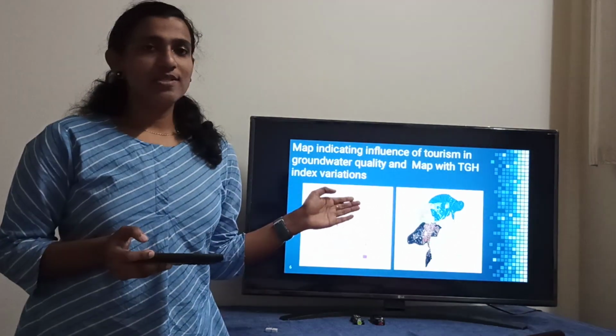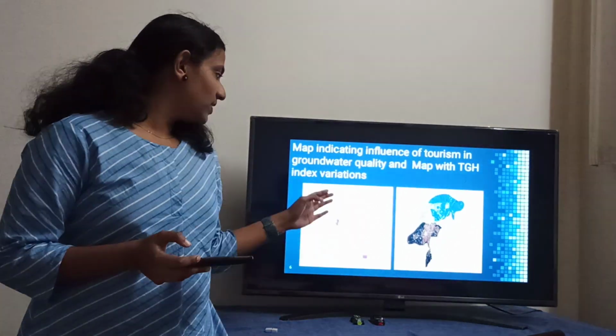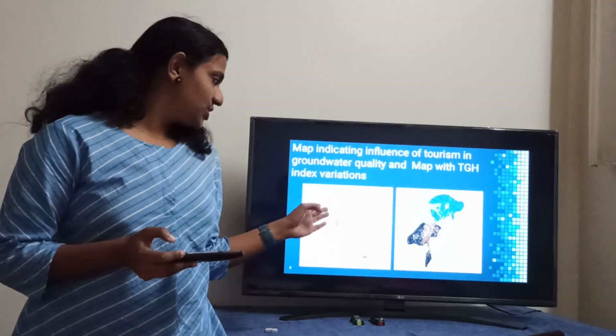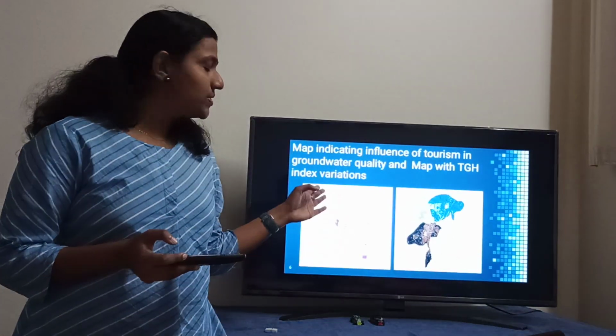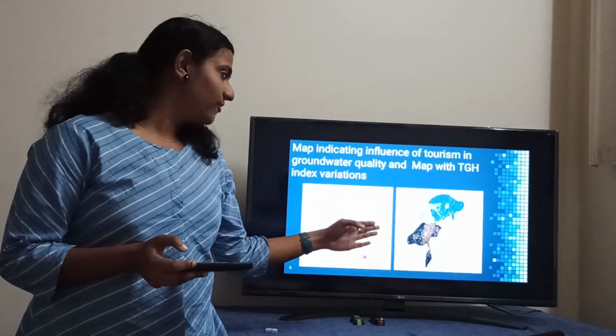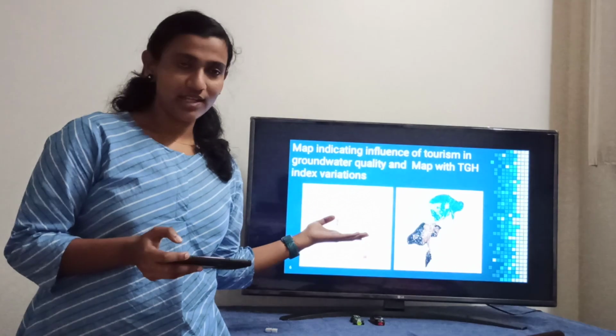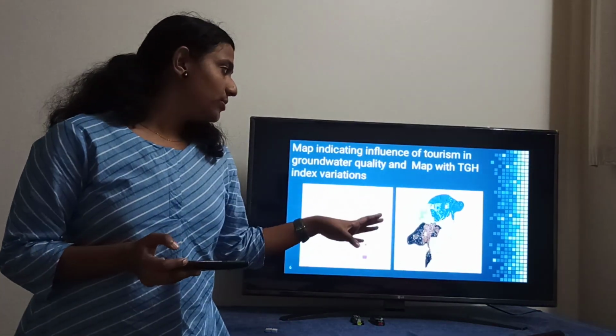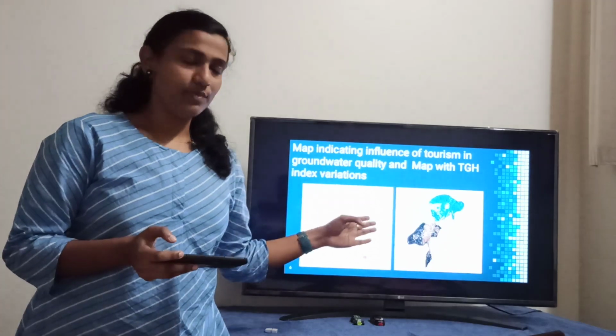These are the results obtained from the GIS software. The first figure indicates the most contaminated location in the study area. It also represents the groundwater flow directions. The second figure indicates various TGH indexes. The whole area is categorized according to various levels of contamination.